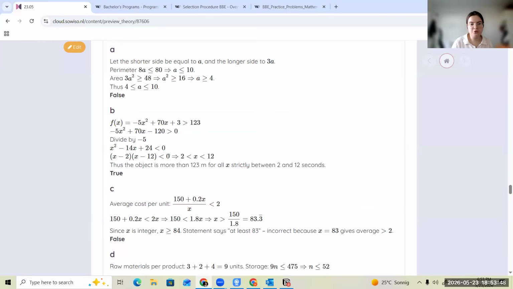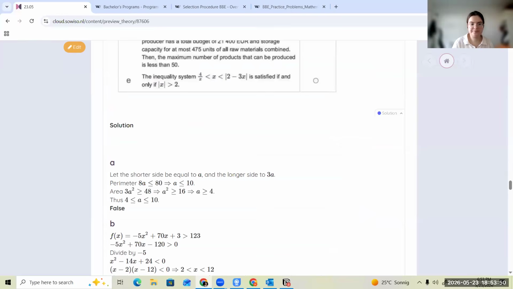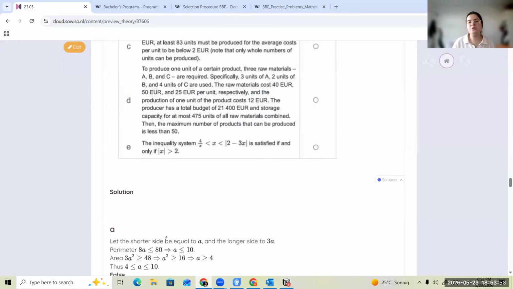Then for statement D, it looks super long. Don't worry, it's not that bad. To produce 1 unit of a certain product, there are 3 raw materials, A, B, C. You need 3 units of A, 2 units of B, and 4 units of C. And the raw materials cost 40, 50 and 25 respectively. So respectively just means this is A, this is B, and this is C. We also know that the production of 1 unit of the product costs 12 euros, like labor and machinery used. And the producer has a total budget of 21,400 euros.